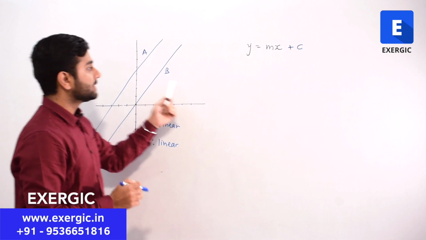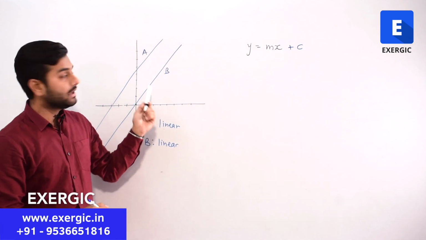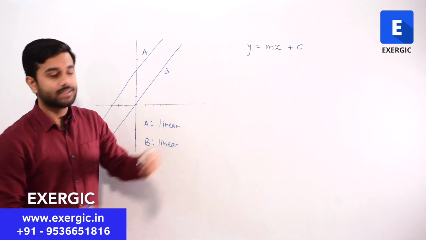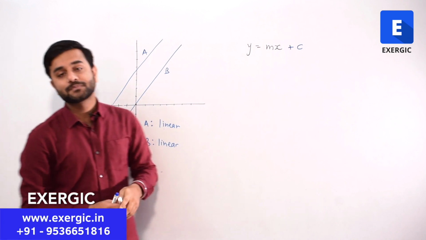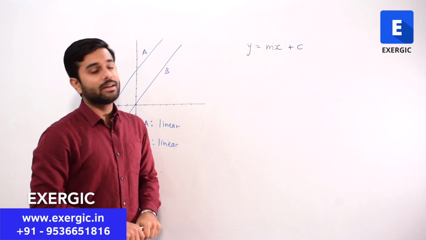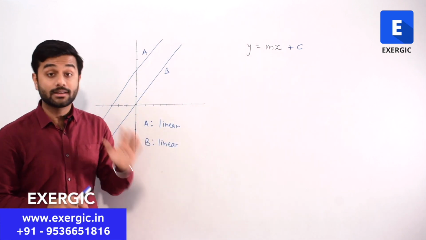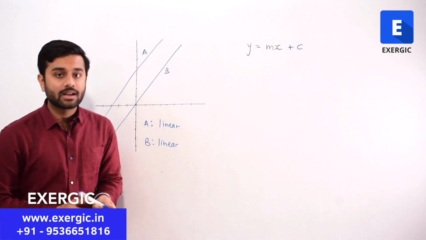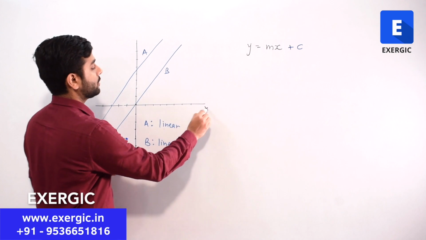For line B, the value of c is 0 because it is passing through the origin. But for A, the value of c exists. Even for x is equal to 0, y is having a certain value, right? Basics of mathematics. So if any relation can be represented by y is equal to mx plus c, it is a linear relation. Both of them are linear. But what about proportional relationship? When can you say that x and y are proportional to each other?